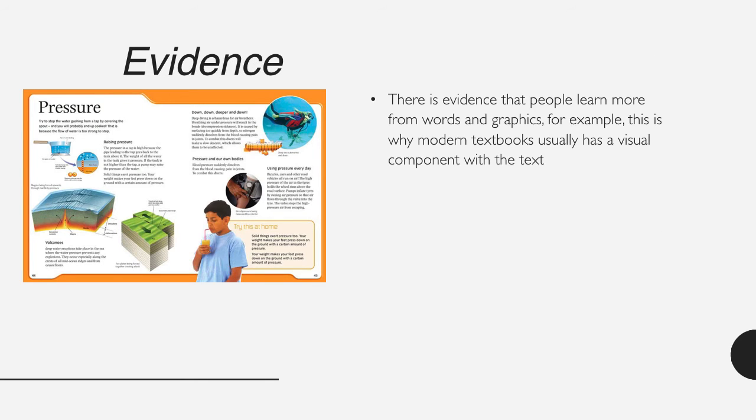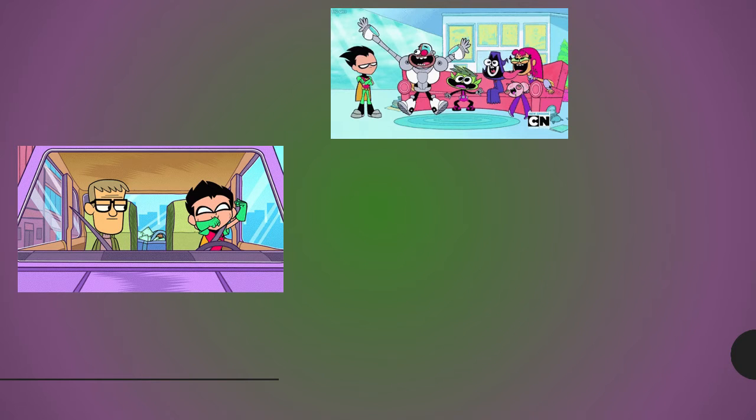Evidence. There is evidence that people learn more from words and graphics. For example, this is why modern textbooks usually have a visual component with the text. The multimedia principle can also be applied to other learning methods such as e-learning.